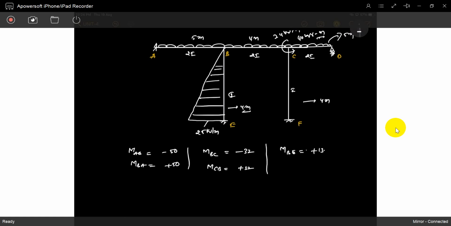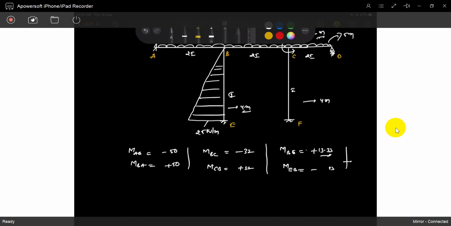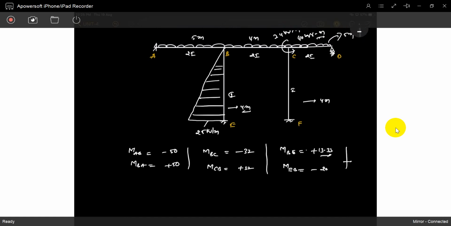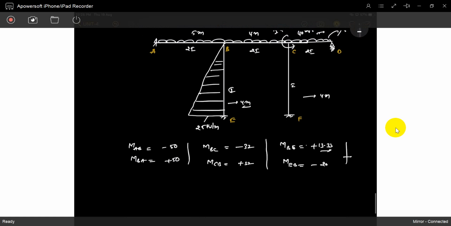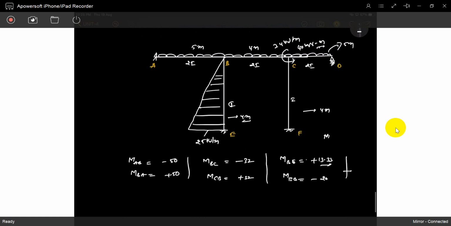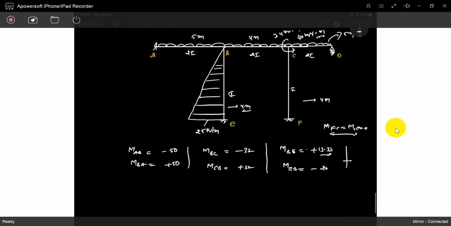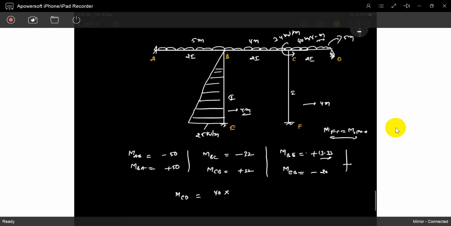is plus 13.33. So MEB is minus 13.33. Okay, not minus 13.33. It's a uniformly varying load, no? So it's a uniformly varying load. Not both are equal. It's WL square by 20, WL square by 30. Okay, that's it. And also if you see, MFC and MCF should be equal to 0. There is no loading at all. And if you see MCD, WL square by 12, na?